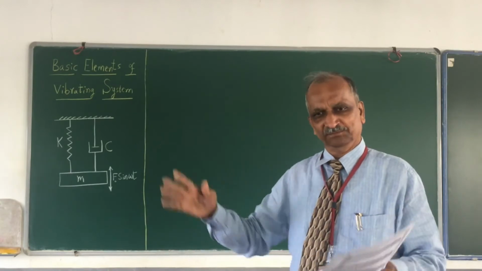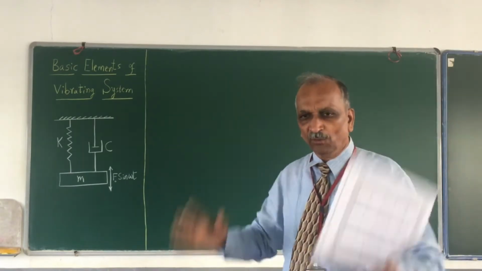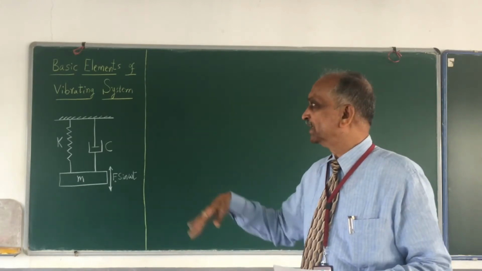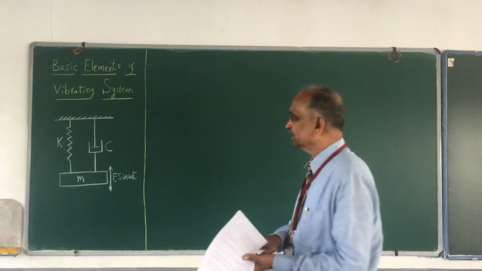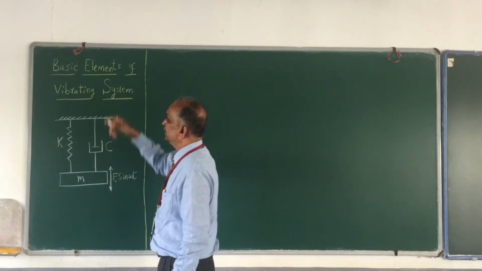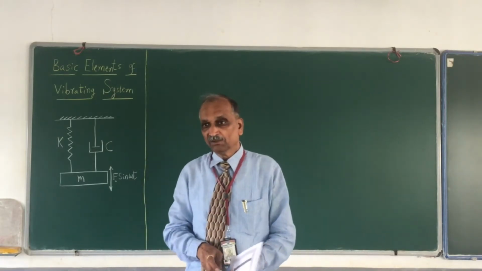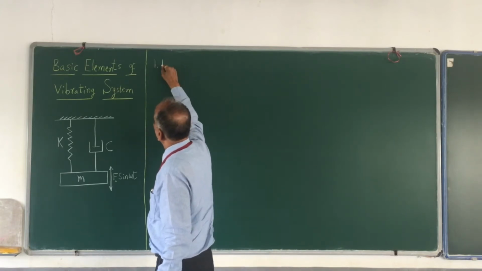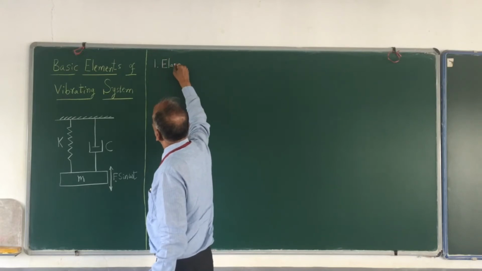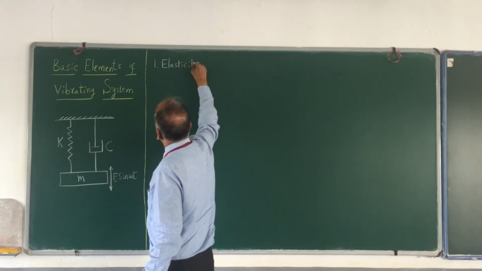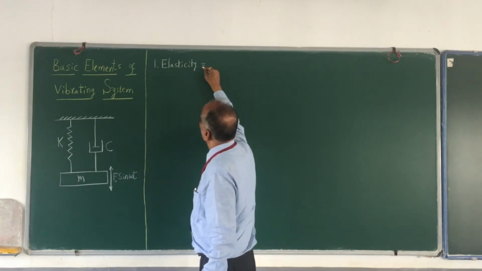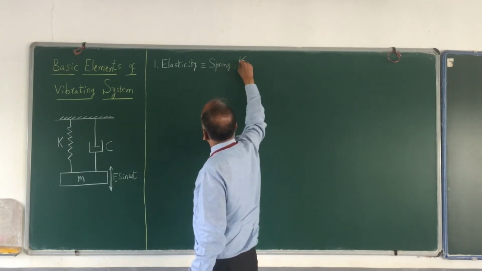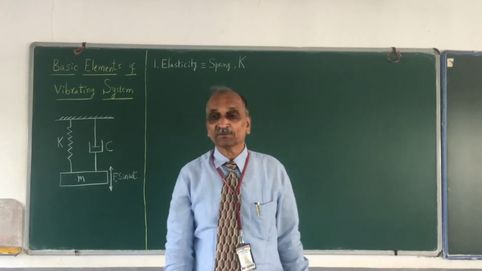Similarly, if you model a vibrating system, you will definitely need to use these four components. I am going to list them, four components, which we call elements of a vibrating system. Which are those four components? One is elasticity, and this is represented by a spring, which is normally indicated by K. K is the stiffness of the spring.